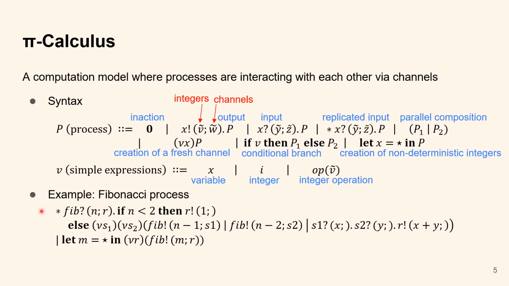For example, let's consider the Fibonacci process. The process in the first and second lines represents a function server that computes the nth Fibonacci number in parallel and returns the result to the channel R. The process in the last line sends a request for computing the mth Fibonacci number. We will explain our approach through this example.